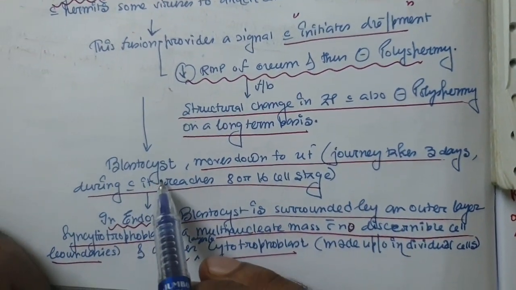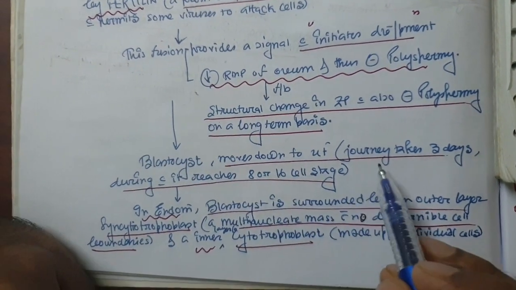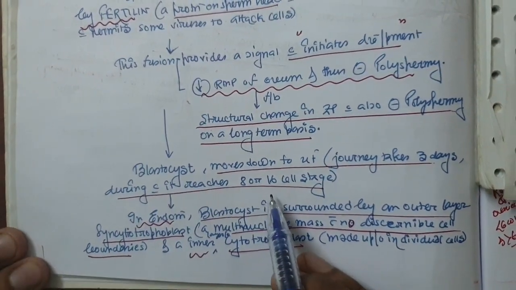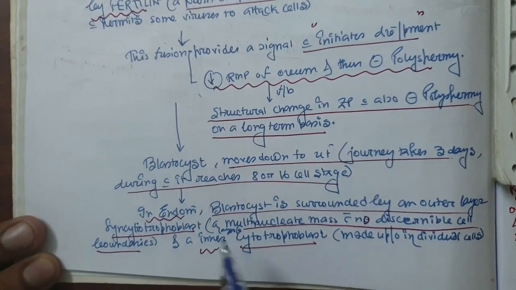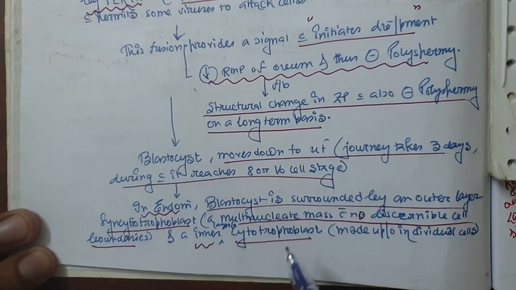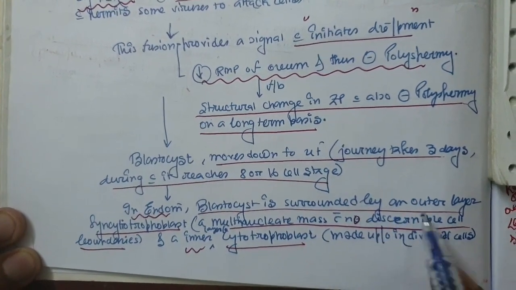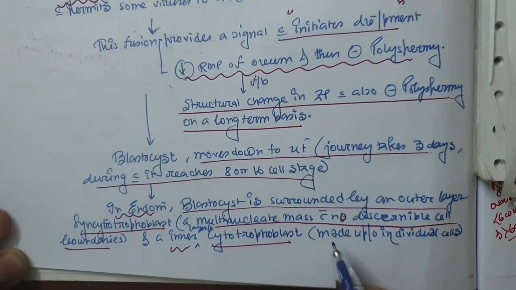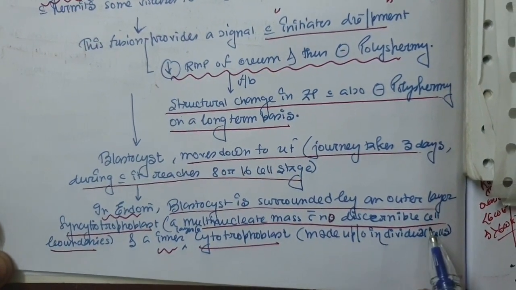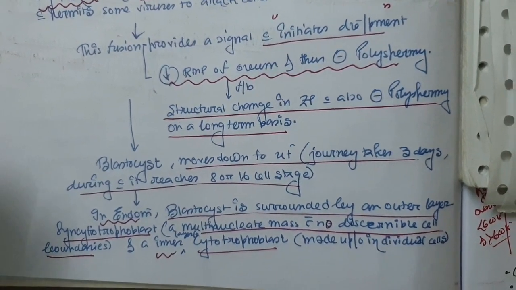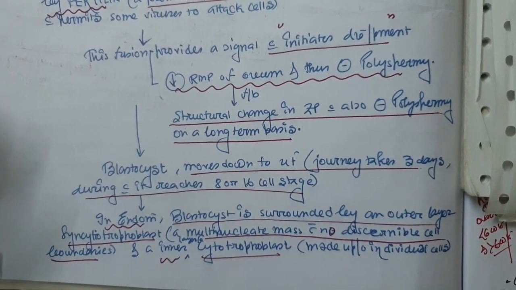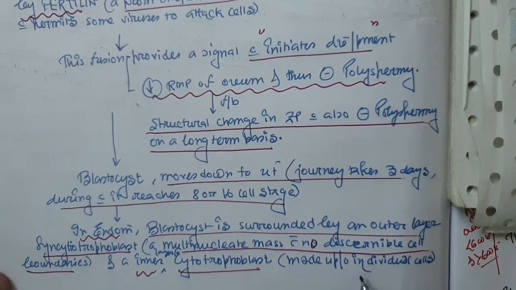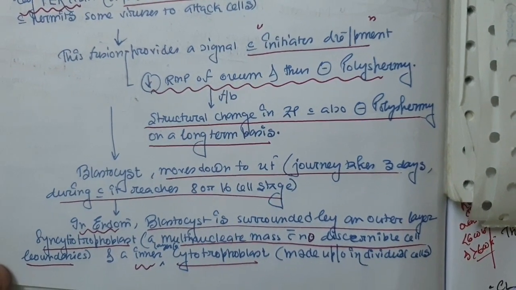After that, the blastocyst moves down to the uterus. The journey takes 3 days, during which it reaches the 8 or 16 cell stage. After that, in the endometrium of the uterus, the blastocyst is surrounded by an outer layer called the syncytiotrophoblast. It's a multinucleated mass with no discernible cell boundaries, and the inner layer is the cytotrophoblast, which is made up of individual cells.